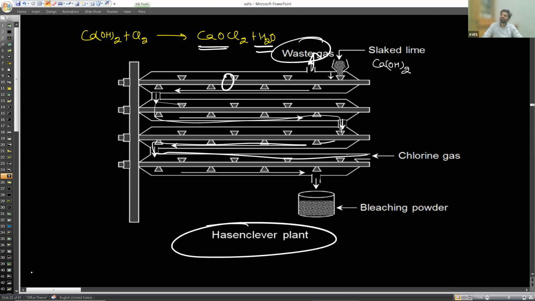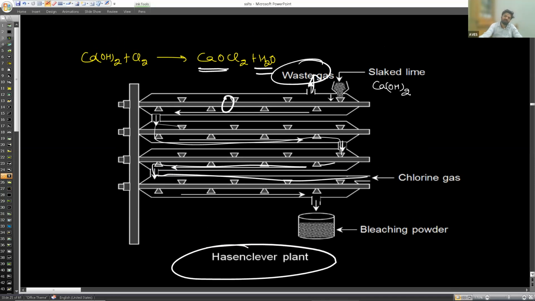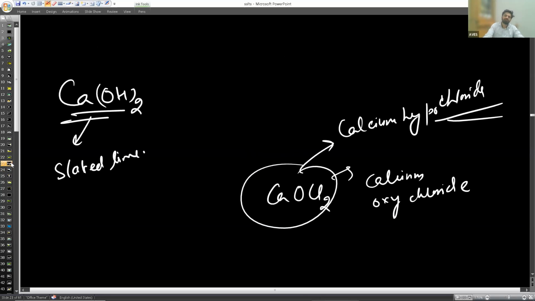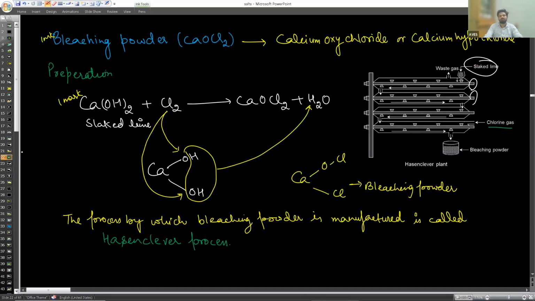You understood how it is prepared, and the difference between lime water and slaked lime? Yes, sir. Lime water is a watery substance, a dilute solution of slaked lime. Is it lactic acid? No, it is not lactic acid. It is a base. How can it be lactic acid?